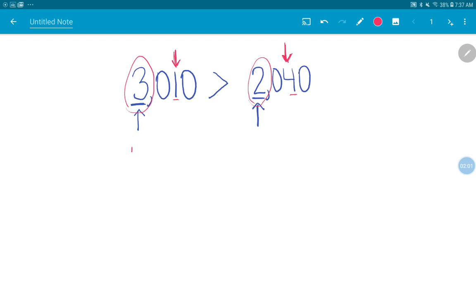We could also write that as 2,040 is less than 3,010. Both of those statements are true. Let's try another.